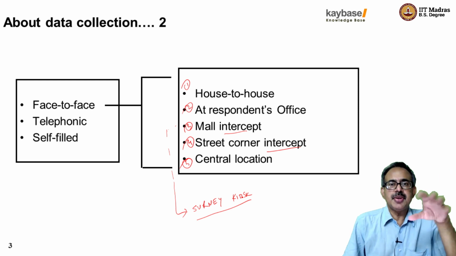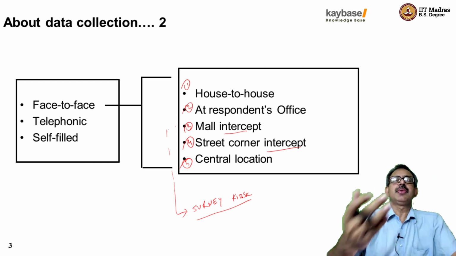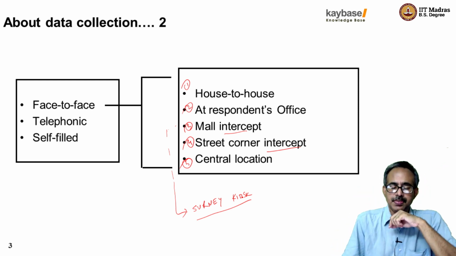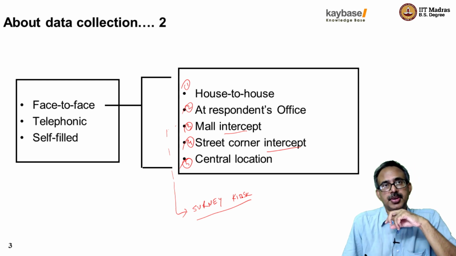A mall intercept is when you actually intercept the person in the process of going about the shopping, and we do the interview. We can do the same thing in a street corner. There was a time this used to be done quite a bit.